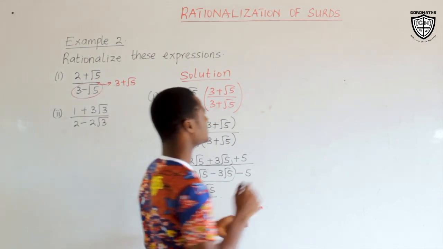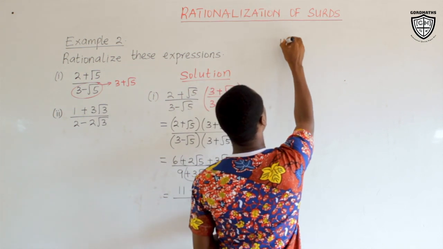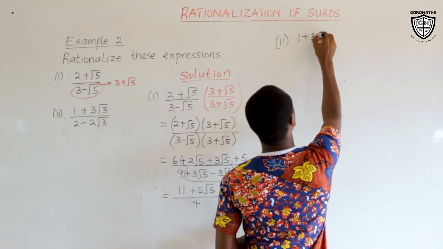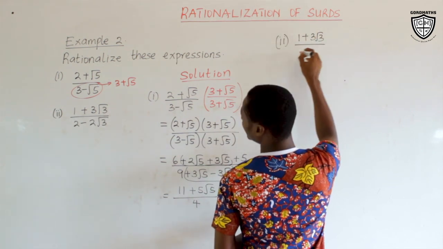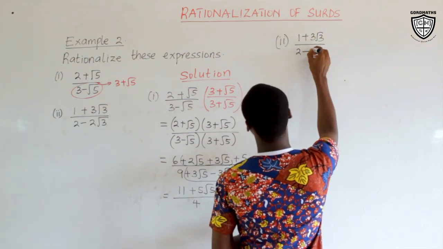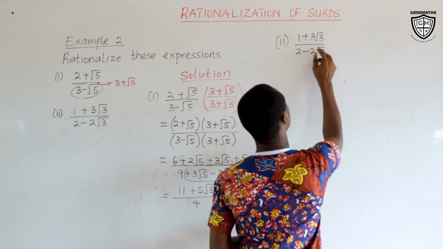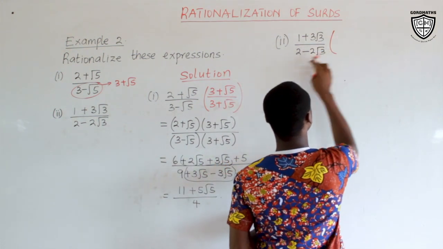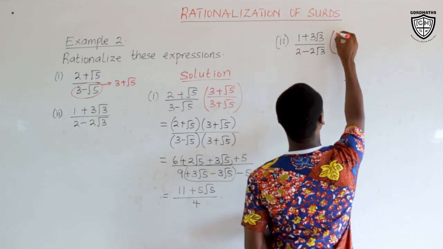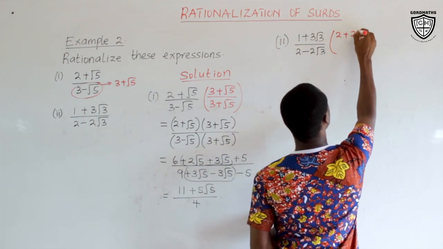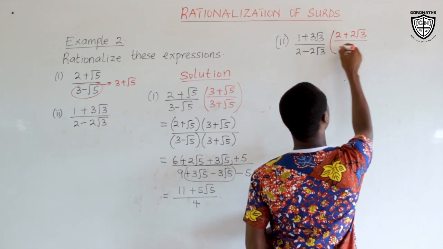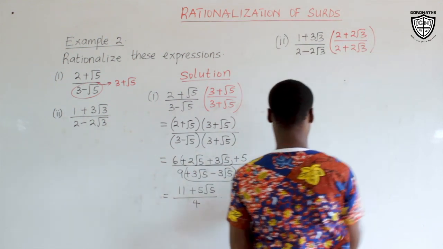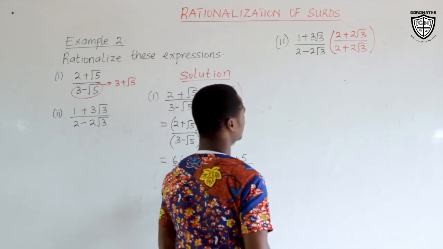And then we take the second example, where we have 1 plus 3 root 3 over 2 minus 2 root 3. We multiply this by the conjugate of the denominator, and that is 2 plus 2 root 3. Then let's do the expansion here.